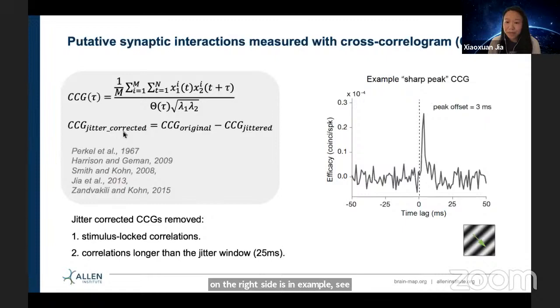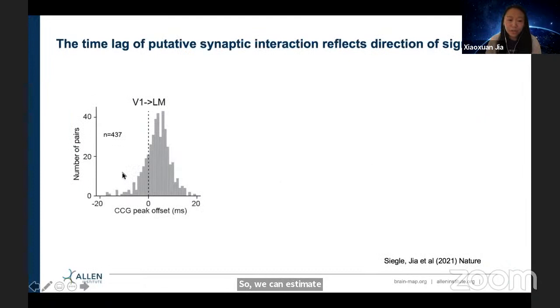This sharp peak indicates the target neuron has a much higher probability of generating an action potential with a certain delay after each spike in the source neuron. Here, the peak's offset is positive, about 3 milliseconds, which indicates the target neuron has a much higher probability of generating a spike 3 milliseconds after the source neuron. Because the peak offset can reflect directionality, it can be used as an indication of the direction of signal flow. So we can estimate the distribution of peak offsets of all CCG connections between two areas and ask what is the general information flow or direction between two areas.